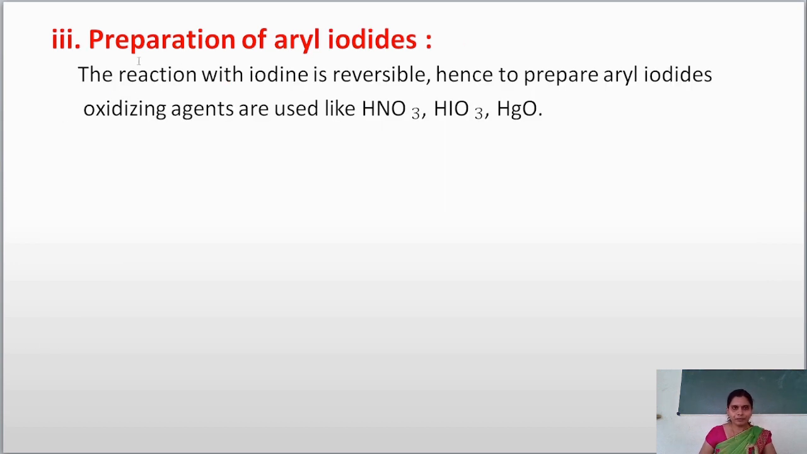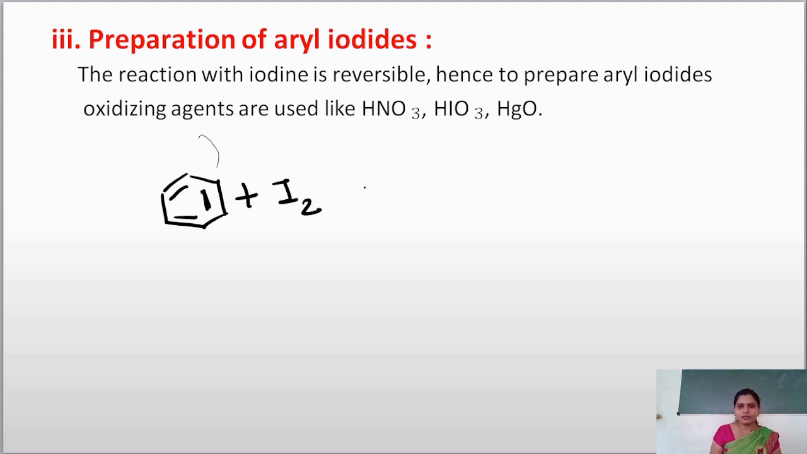Next is preparation of aryl iodides. The reaction with iodine is reversible, hence to prepare aryl iodides, oxidizing agents like HNO3, HIO3 or HgO are used. Here I take the example of benzene. When benzene reacts with an I2 molecule, this reaction is a reversible reaction.